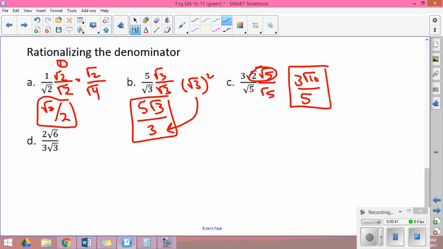In this one, the square root of 3 and the square root of 6, those are both under the radicals, and so I can cancel. And so I'm left with 2 square roots of 2 over 3, and that is in lowest terms. Now that all is going to come in handy when we talk about our special right triangles.